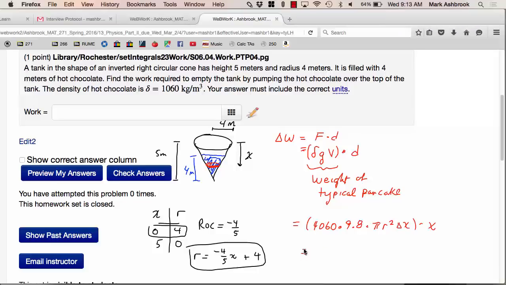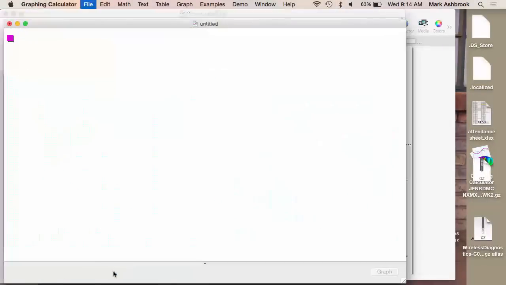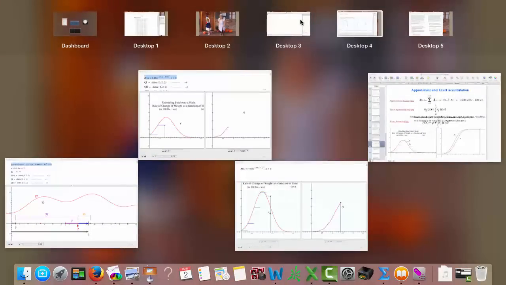So now we've got the work required for the typical pancake to get it out the top. So we've got to know what everything means. That's the weight density times the volume gives the weight. So everything in parentheses is the weight, which is the force. And work is force times the distance you're moving it through with that force. So that's your little bit of work. So let's set it up, get an answer, and confirm here.